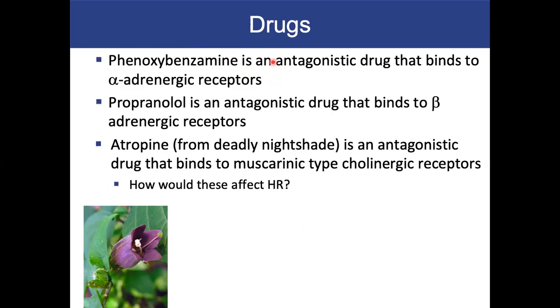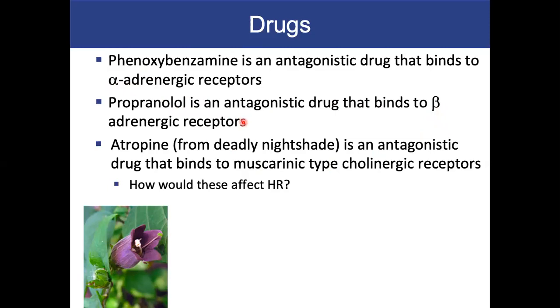Phenoxybenzamine is an antagonistic drug that binds alpha adrenergic receptors. So phenoxybenzamine inhibits, or blocks, alpha adrenergic receptors. So if phenoxybenzamine is bound to these adrenergic receptors, what can't bind there? Good, your norepinephrine, right? Norepi preferentially likes to bind to alpha adrenergic. Epinephrine likes to bind to beta adrenergic receptors on the heart. Okay. Propranolol is a drug that blocks beta adrenergic receptors so that epi can't bind, right?